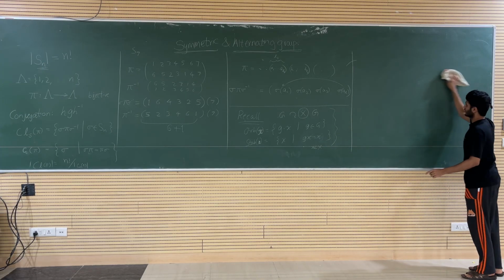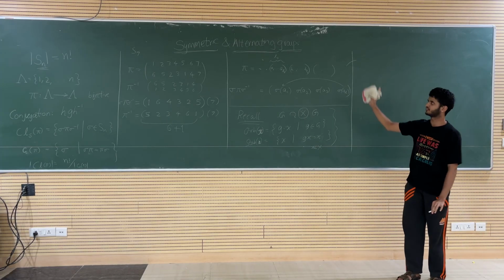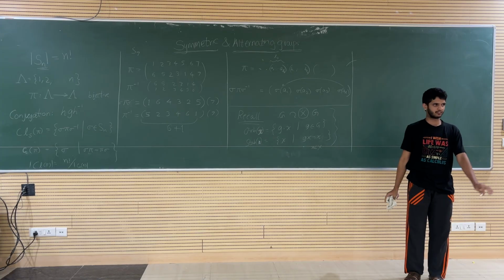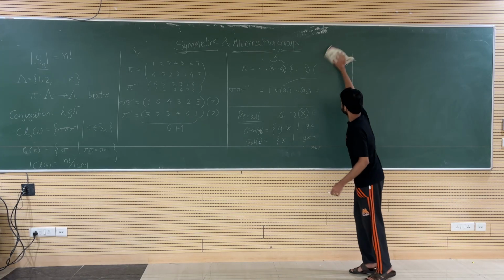We collected a lot of facts now. Let's apply everything on the simplest example possible. Then I will define alternating groups. Then I will define the ambivalent property. Then we will do something more interesting later. Okay.